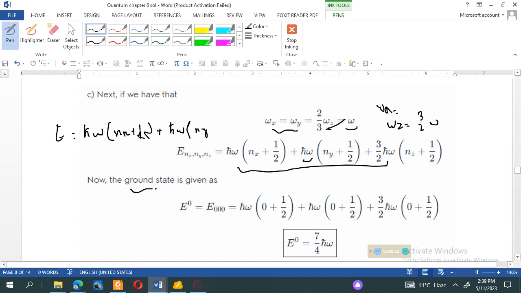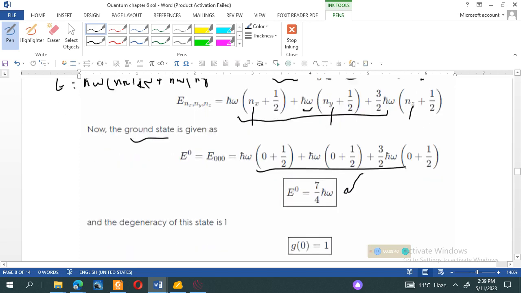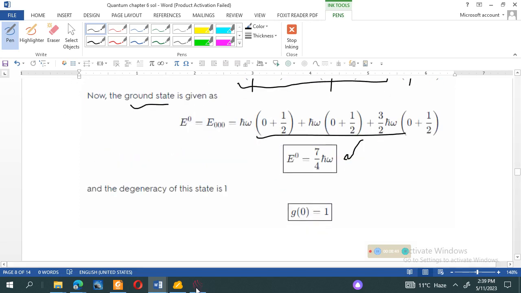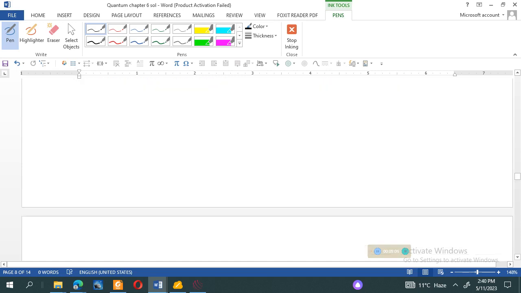And then for the ground state, we know that nx is equal to 0, ny is equal to 0 and nz is equal to 0. So for the ground state, the energy will be h cut omega into 0 plus half, similarly h cut omega into this and this. So we sum all the terms, and it will give us 7 over 4 h cut omega. And for the degeneracy, we know that the formula is g of n equal to n plus 1. As n is 0 for the ground state, g will be equal to 1. So the degeneracy for the lowest state will be equal to 1.